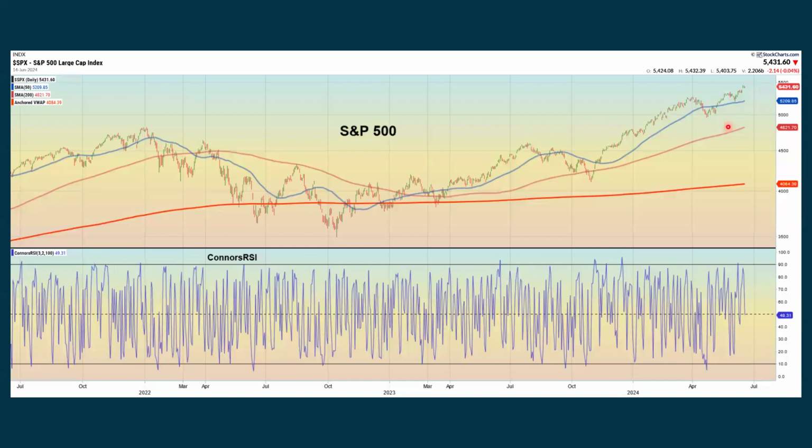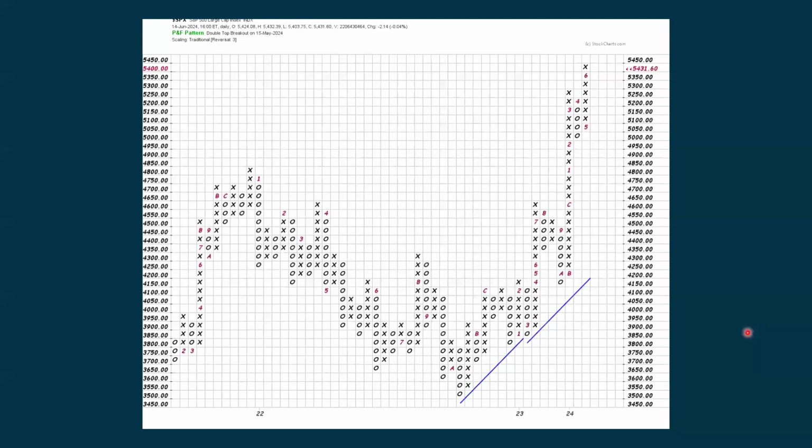Then we have a momentum oscillator called the Connors RSI. We look for extreme positive or negative readings. Right now, we're just about in the middle.